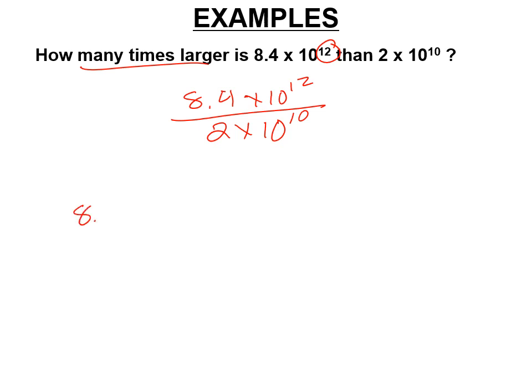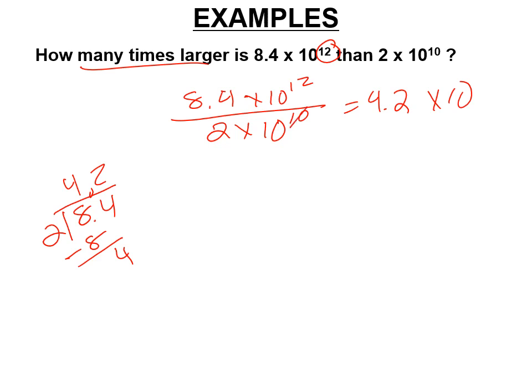All right, so 8.4 divided by 2. 2 goes into 8 4 times, and 2 goes into 4 2 times. And you get 4.2 times 10, and we're subtracting the exponents, and it's 10 squared, or 10 to the second.